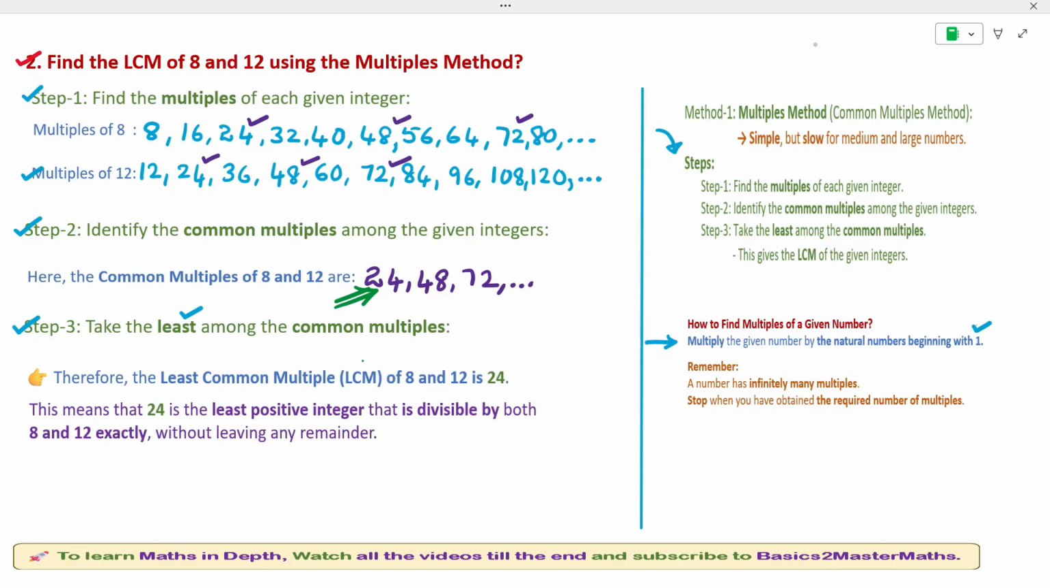Therefore, LCM of 8 and 12 is 24. This means that 24 is the least positive integer that is divisible by both 8 and 12 exactly without leaving any remainder. Got it?